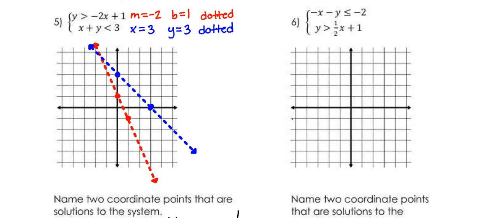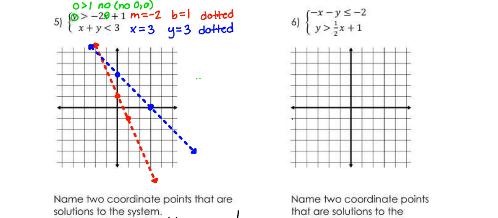I'm going to start with the red line. What I'm going to do is plug in 0, 0. So if I plug in 0 for y and 0 for x, I end up with 0 is greater than, the negative 2 times 0 just goes away, so I'm just left with 1. Is 0 greater than 1? Nope. So then I want to shade on the side where there is no 0, 0, because it's not true.